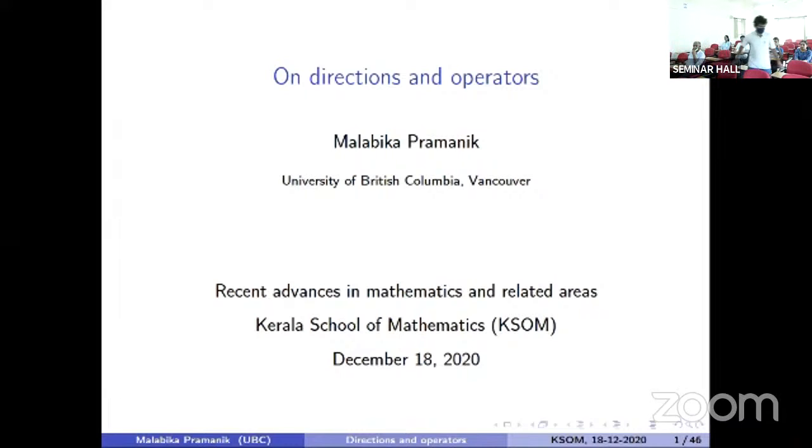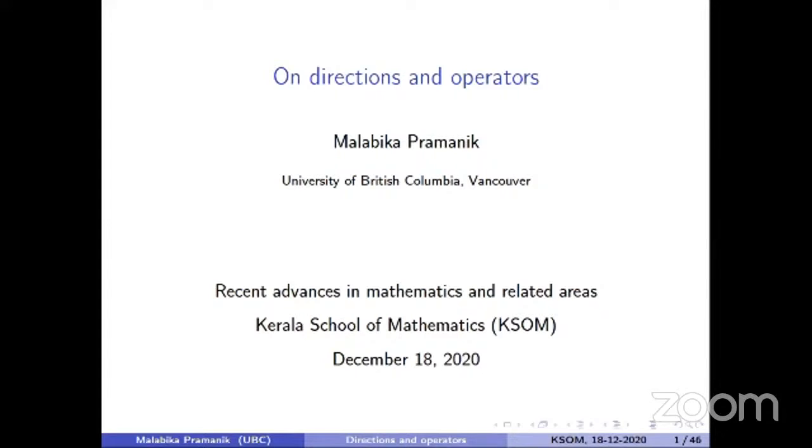Today, I would like to talk about a circle of ideas that I have found intriguing for a number of years. There are two main ingredients in this study: a set of directions and an operator that is governed by this set of directions. It is natural to expect that the underlying set of directions should play a role in the behavior of the operators, but the challenge is to find out how.